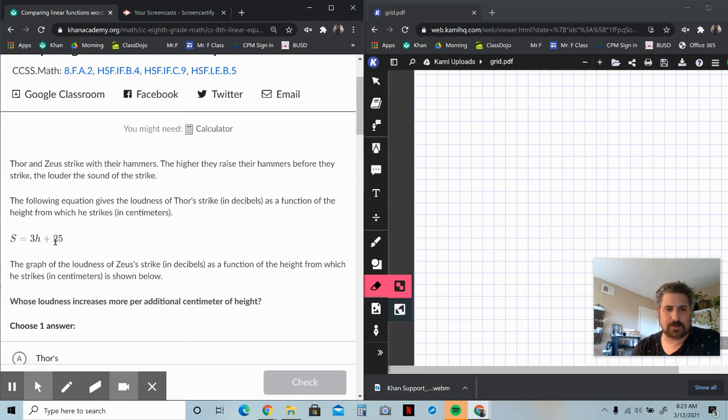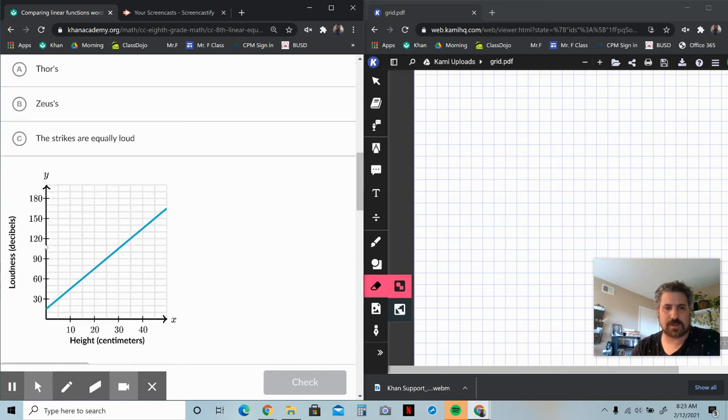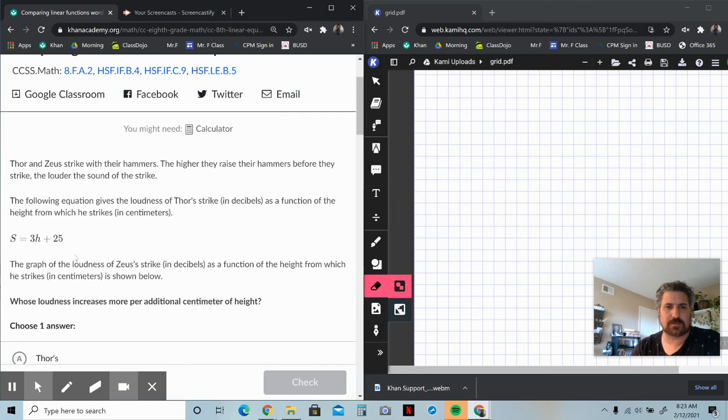Is that the height? No, what is that? The height is going to be the h, right? So it's 3 times the height he strikes from. So what's the plus 25 there? The plus 25 would be the amount of decibels when the height is 0. So basically decibels before the strike.